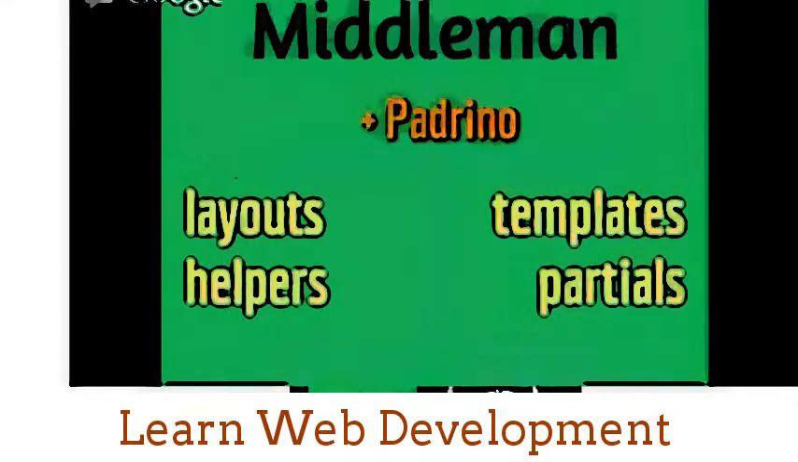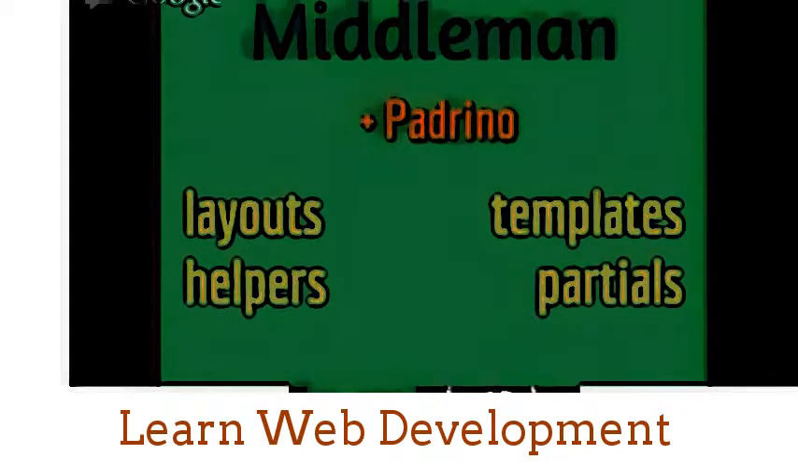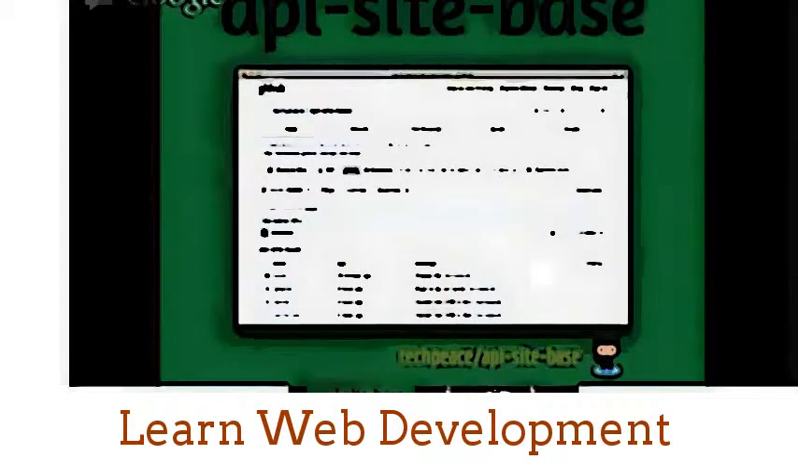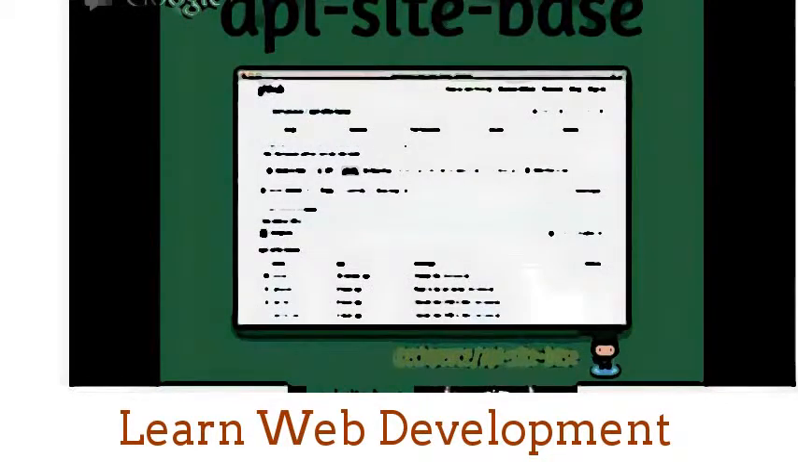So one project you might see yourself tasked with is building an API documentation site for your product. And this is the type of thing that is just a perfect fit for Middleman. So I've built one here you can take a look at. It's up on GitHub at techpiece/API site base.